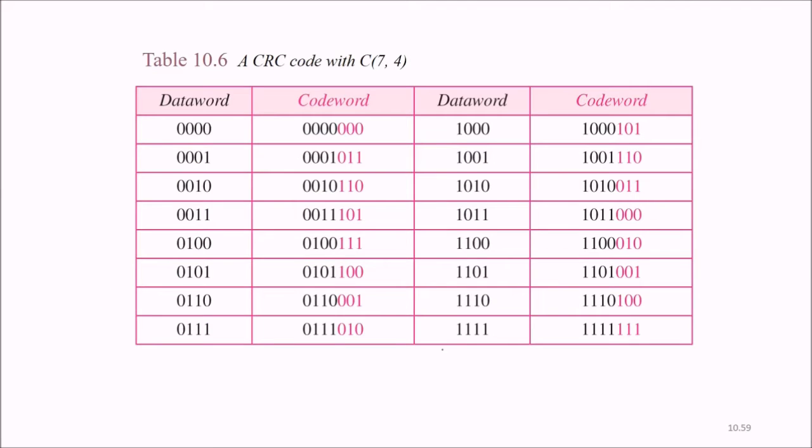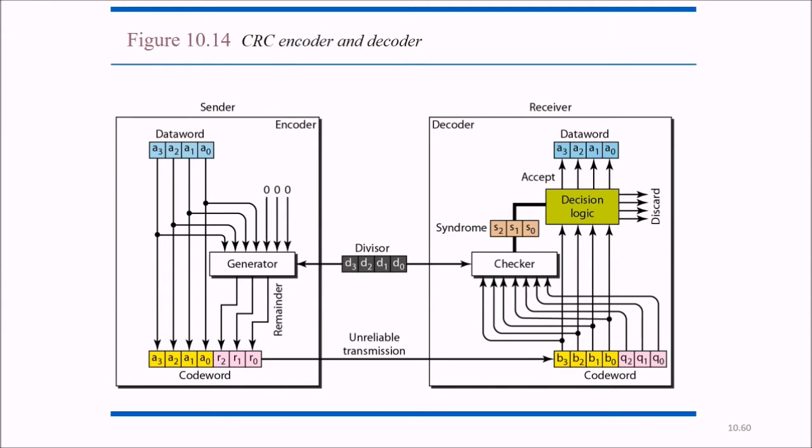and other cyclic codes. This is a CRC code with these data word and code word. 3 bits are added to the data word and the code word is made. This is the CRC encoder and decoder. The generator is like this. With generator means A3, A2, A1, A0. Initially 0 is added. Then the remainder.